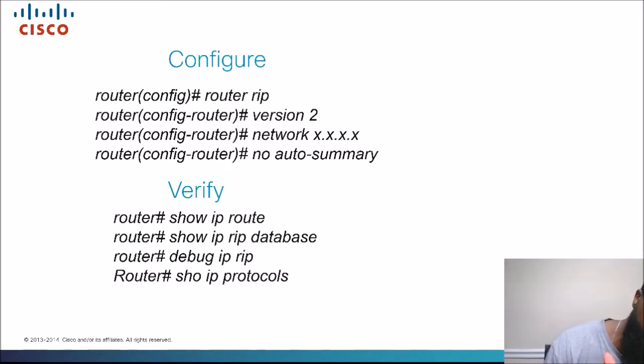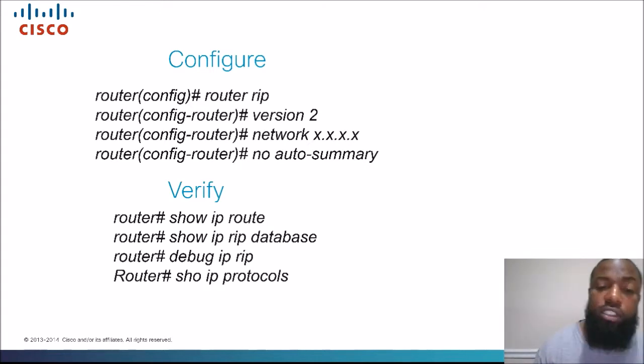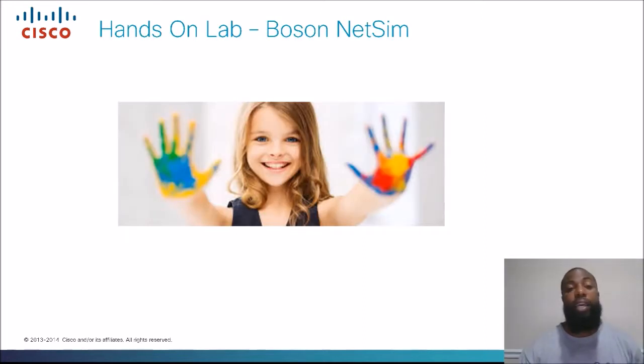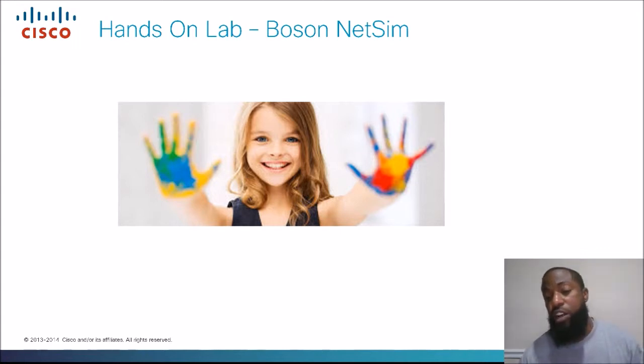Verification is pretty much the same as the other routing protocols: show IP route, show IP RIP database. It's not very much. You could just do a debug so you can see the periodic updates, and show IP protocols. And let's go ahead and get our hands dirty with Boson NetSim and do a quick little configuration and verification of RIP.